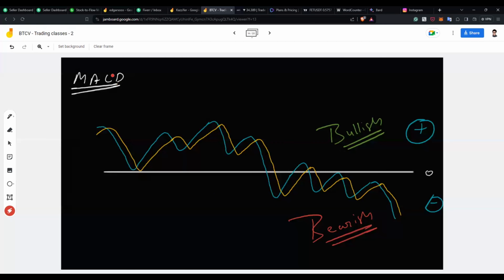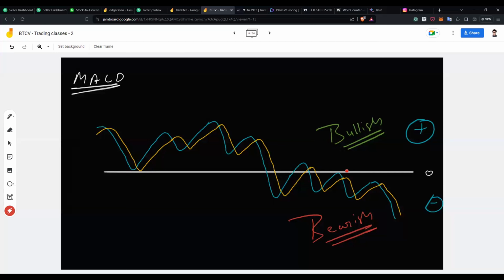Now see, it also depends on the time interval. So if it's a 4-hour chart, that means we can be bullish for, let's say, the next 2-3 days. If it's on a 15-minute chart, then we can be bullish for maybe 1 hour. If it's on a 1-day chart, that means we can be bullish for at least a week or 2 weeks. If it's on a 1-week chart, that means we can be bullish for a month. Okay, but it depends on the time interval. So this is what we discussed in the previous class.